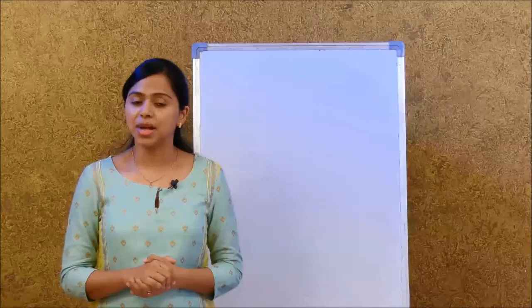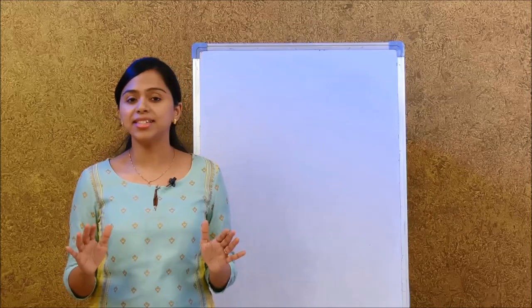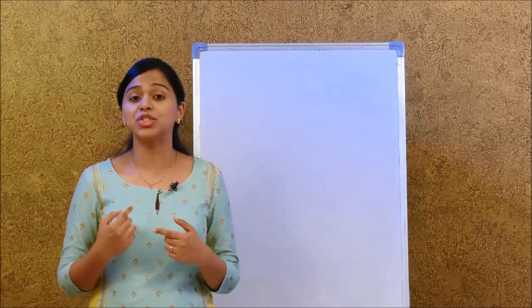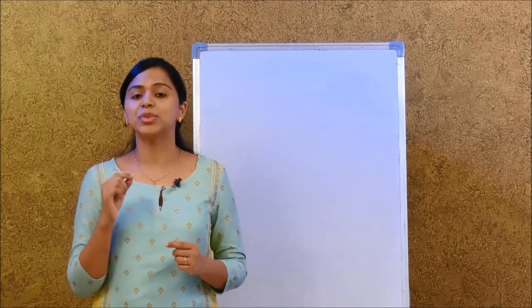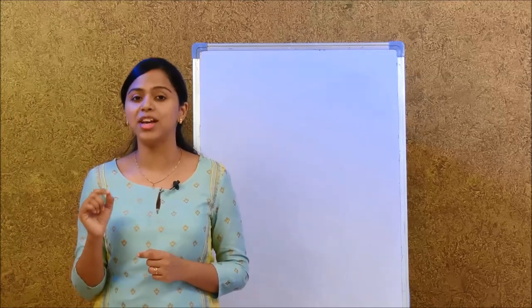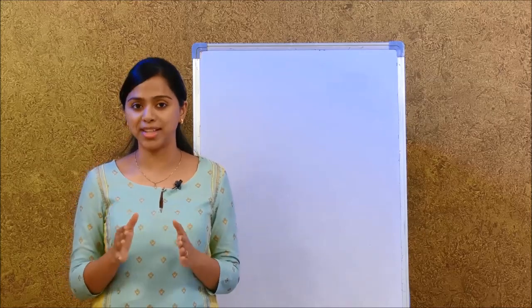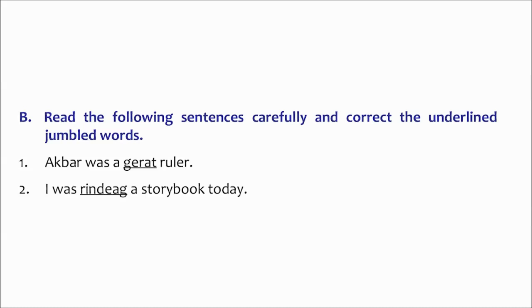Now, the next activity here is the entire sentence is not jumbled, but there is only one word which has jumbled letters in it. There is one word that has been underlined for us. We have to change the letters and put them in the right order with the right spelling, and let's see what it means. Akbar was a dash ruler. If we change the letters, it would be spelled as G-R-E-A-T. So it is great. The next one.